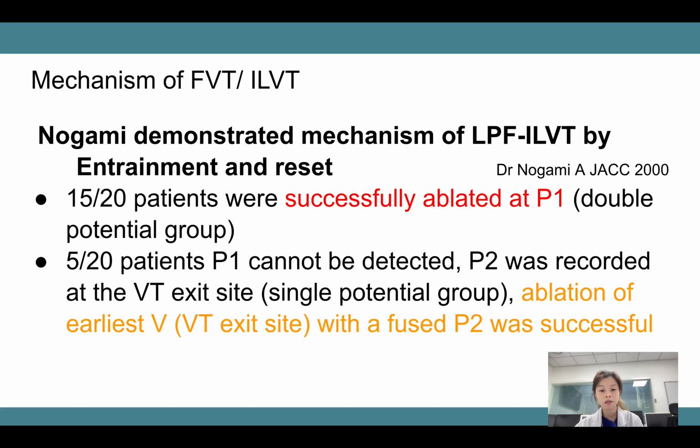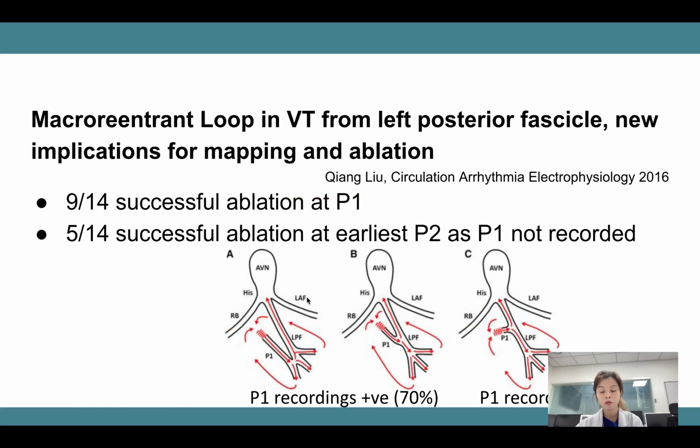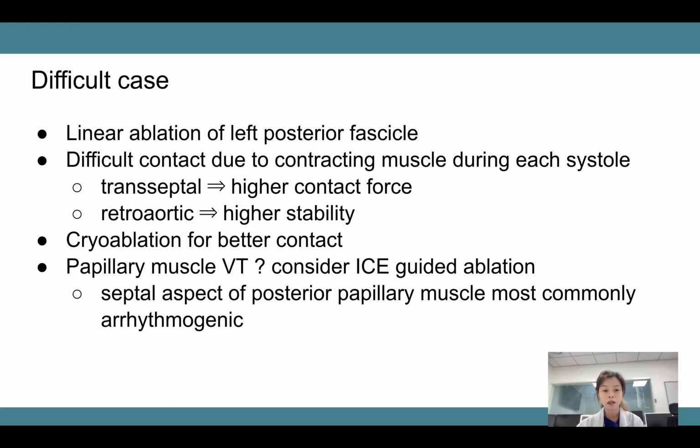Nogami also noted that in 1/4 of his patients, the P1 signal cannot be detected. In this group of patients, ablation was successful, targeting the P2 signal. In year 2016, Dr. Liu tried to postulate why the P1 signal cannot be recorded in some of the cases. He suggested that if the P1 is very short or not parallel to the left posterior fascicle, then it cannot be detected.